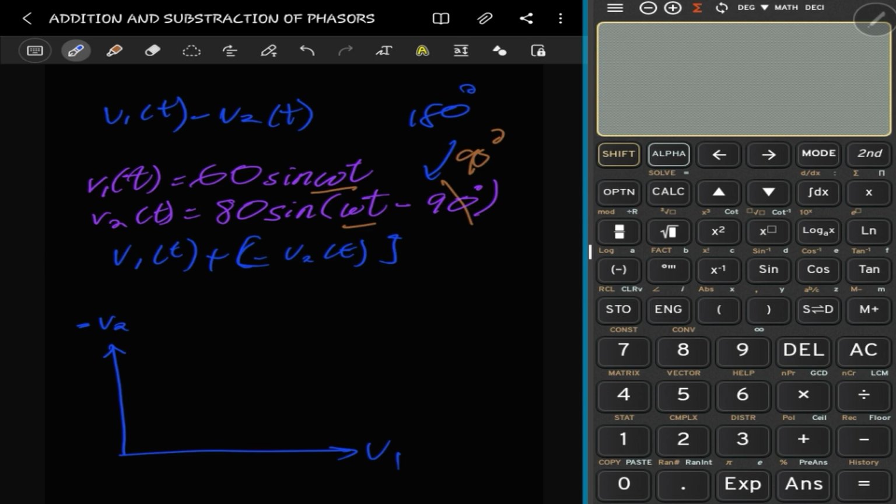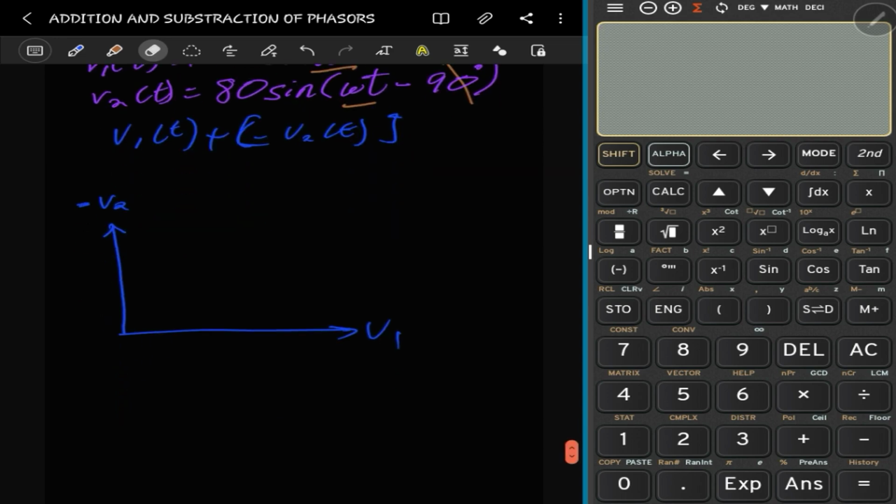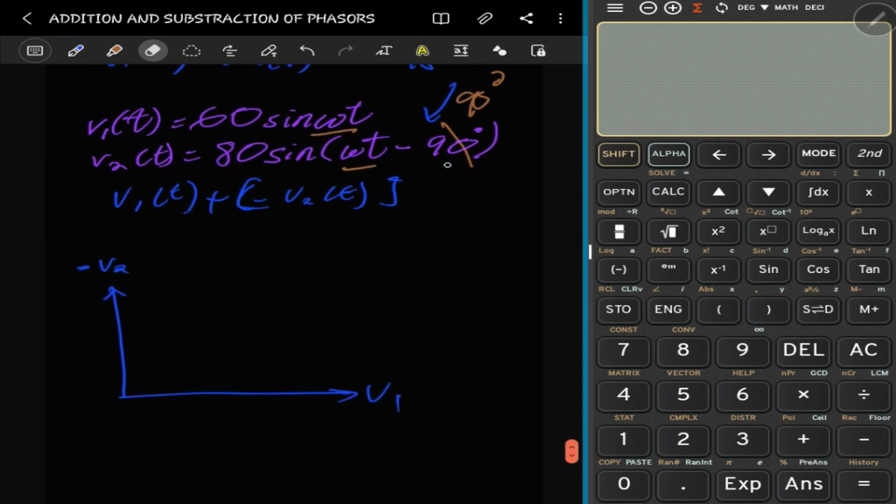So by adding 180, by reversing it, we've transformed the whole thing this way, but it's still the same thing, right? We're just adding. Okay, so now this is what we have. This is no more minus 90, but plus 90 degrees now. Okay, so now it's clear.